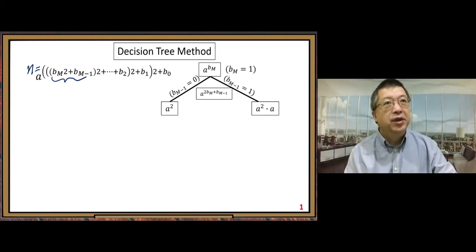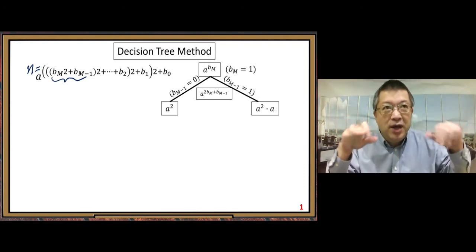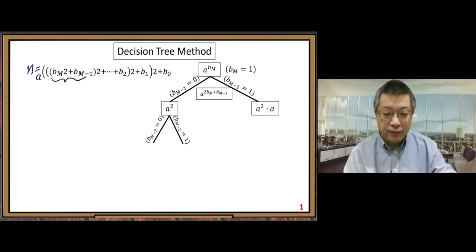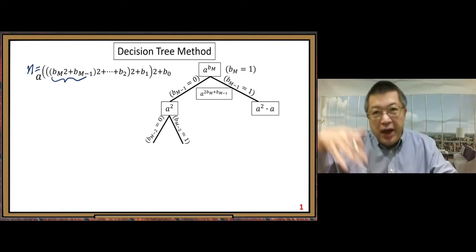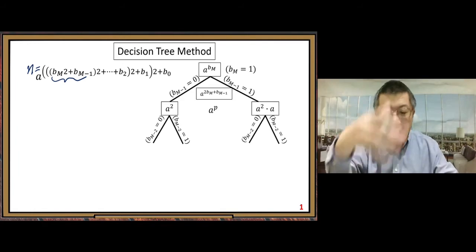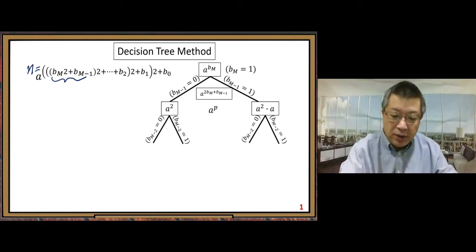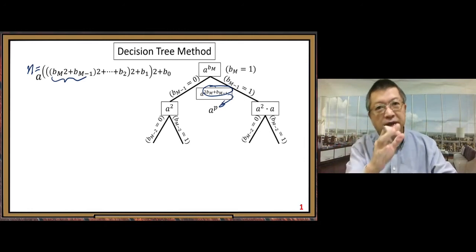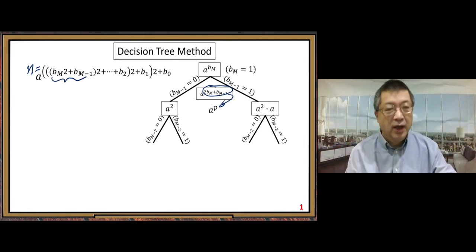Next, we want to go to the general step, because we cannot do this many, many times. So let me describe the general way. When we go down to the next level, we represent our current situation as a to the p. So p could be 2 or p could be 3, the current p. That is our starting point, the current step.